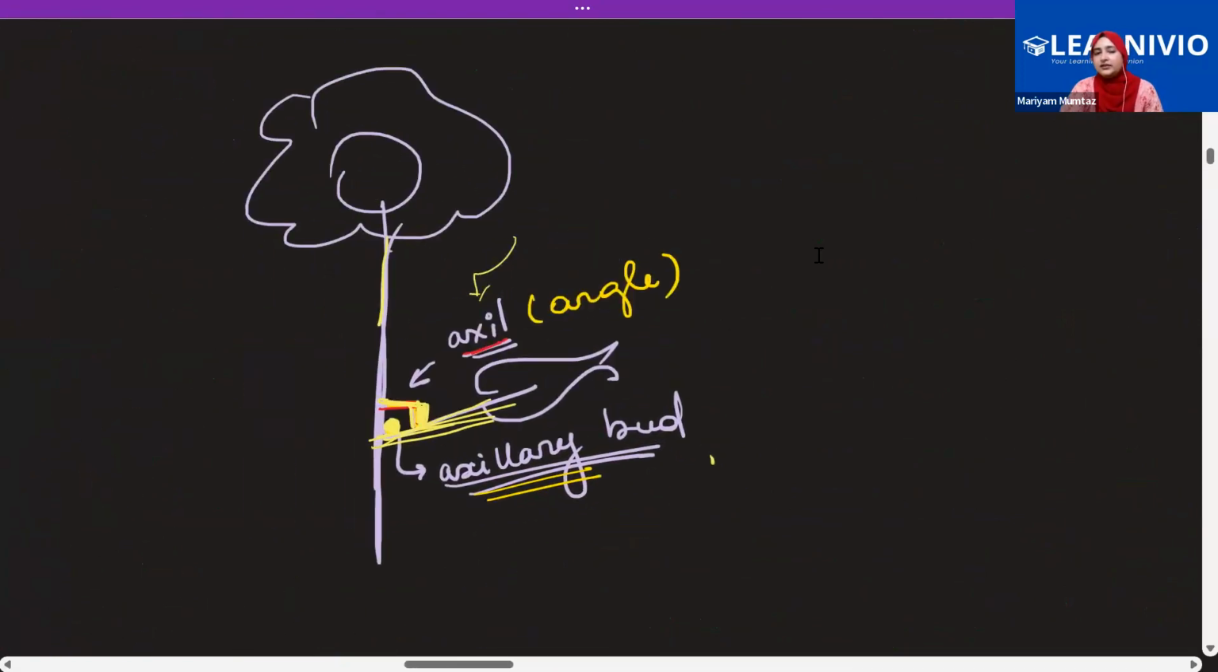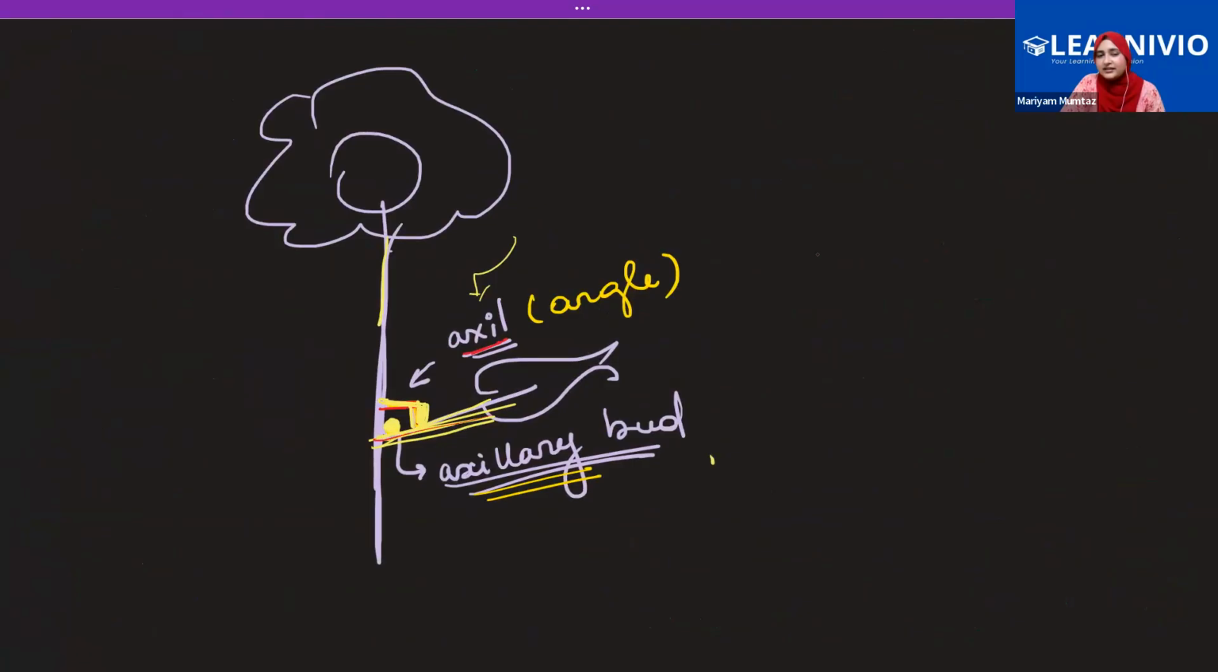this is the picture of a plant wherein this is the stem, and on top is the flower. The point from where the leaf is arising makes an angle with the stem. So this angle is called the axil. And if there is a bud present here, we call it the axillary bud.